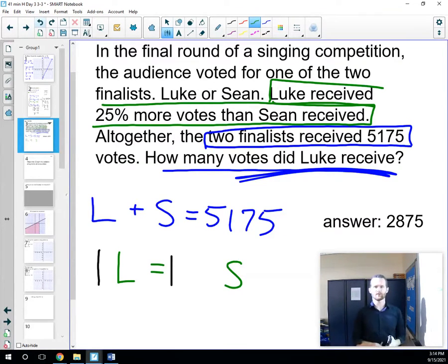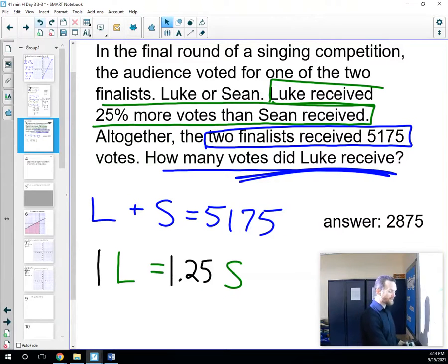This is where the 25% comes in. So Luke received 25% more votes. That means Sean would need 25% more votes if he was going to catch up to Luke. So he can't just have 100% of the votes he got. He would need 125%, 1.25. So this is the equation.